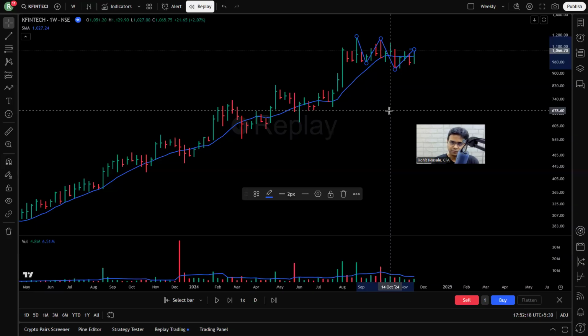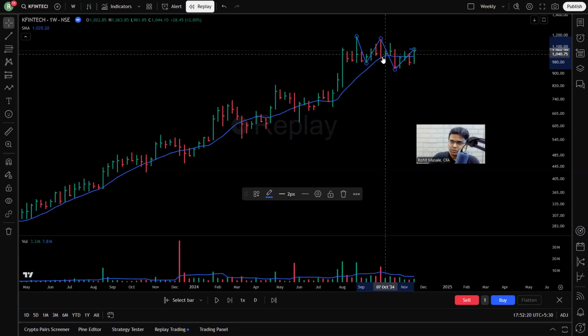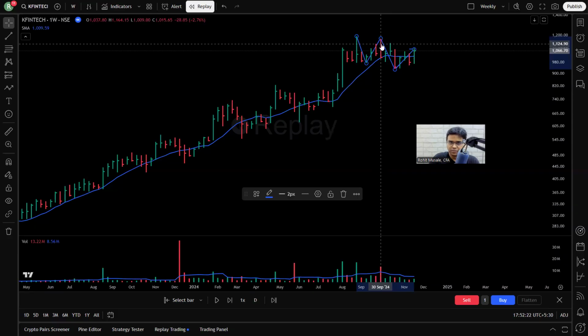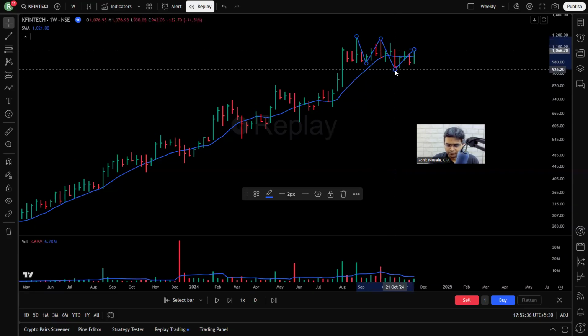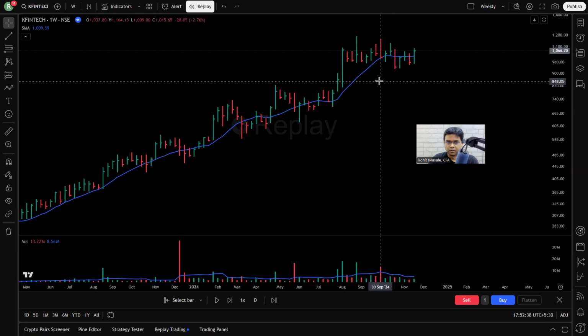Correct. So this is a double bottom. So the high of this candle becomes the pivot point. So 1164.15. So let me take out my old school calculator. 1164.15. So let me first delete this. So let's draw that.